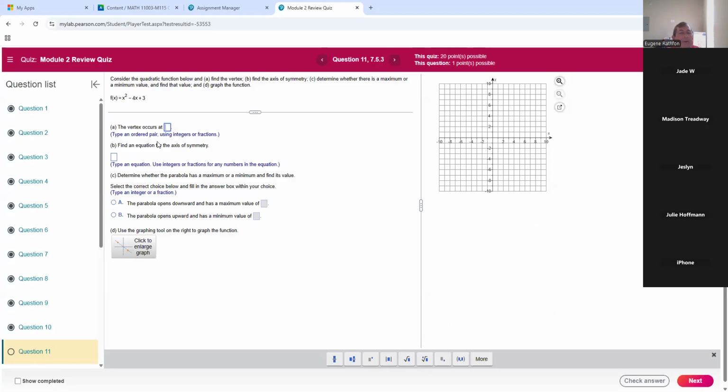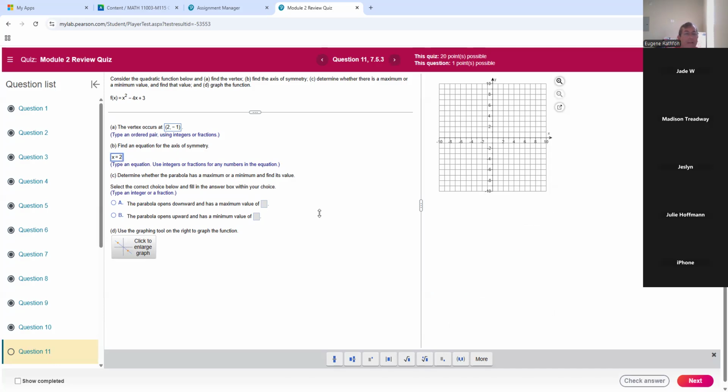So the vertex, right under it says type an ordered pair. So that means parentheses. So parentheses 2, comma, -1, close your parentheses. B, find an equation for axis of symmetry. That's going to be x equals 2, because that was my x value on that, okay?